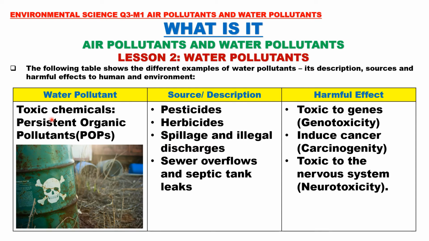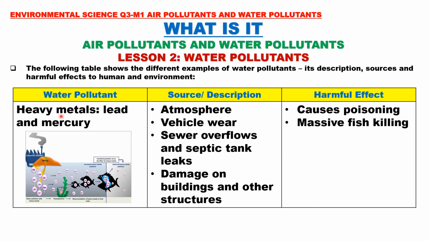Next, toxic chemicals or persistent organic pollutants, POPs. So this comes from pesticides, herbicides, spillage and illegal discharges, sewer overflow, septic tank leaks. Harmful effect: toxic to genes, genotoxicity, induce cancer, carcinogenicity, toxic to the nervous system, neurotoxicity.